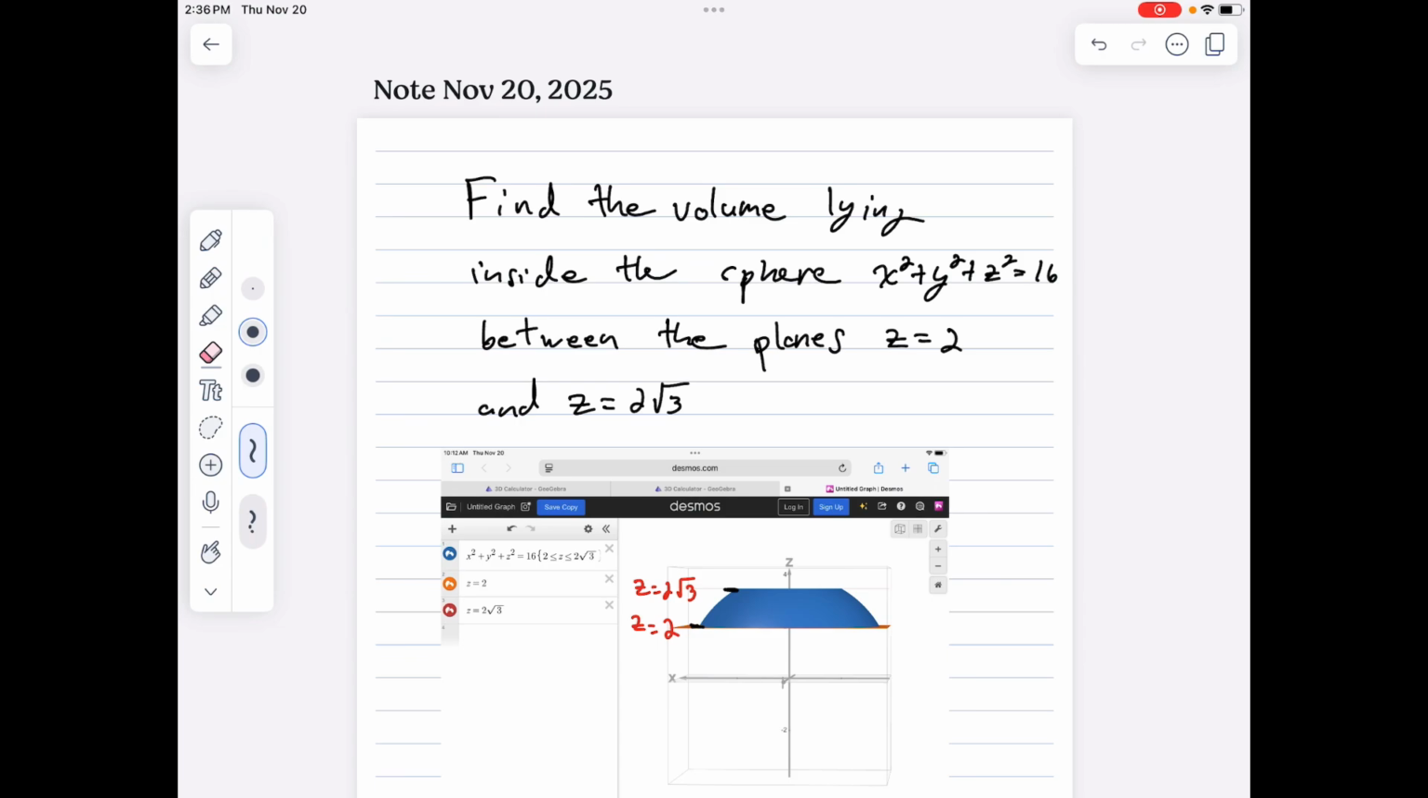All right, hello everyone. So today we're looking at a Calc 3 problem, or multivariable calculus problem. I'm going to find the volume lying inside the sphere x squared plus y squared plus z squared equals 16 between the planes z equals 2 and z equals 2 root 3.